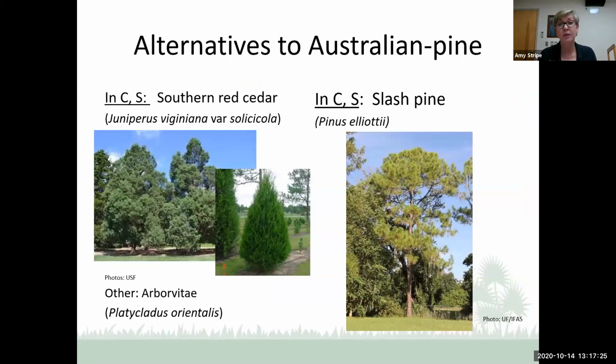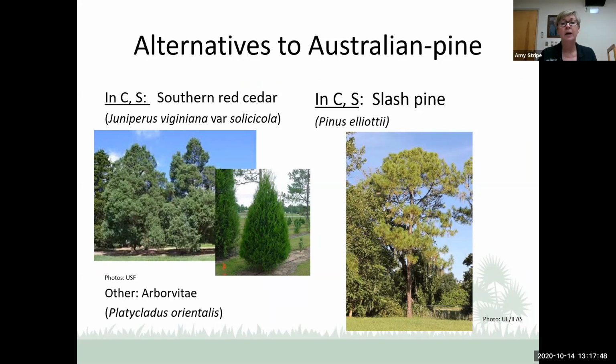But alternatives to Australian pine, if you want to go the conifer route, one of my favorite trees of all time is the southern red cedar for Central and South Florida. That's Juniperus virginiana, the variety is salicicola, a fast-growing, beautiful native tree. It is dioecious. It has separate male and female plants.